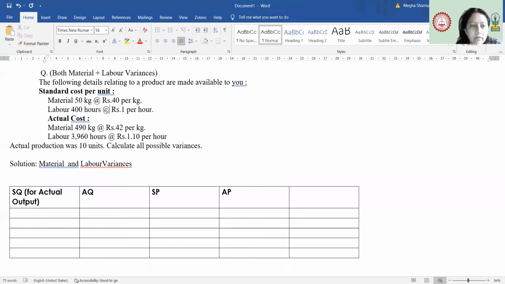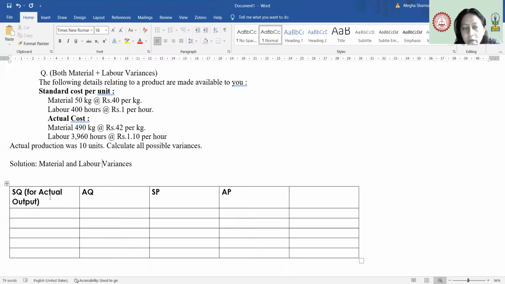So two variances I have discussed with you, material and labor. So material variance and labor variance. In respect of material variance, you require the standard quantity for actual output, actual quantity, standard price and actual price. Now tell me what is the standard quantity for actual output. First tell me, what is your actual output? 10 units, right?